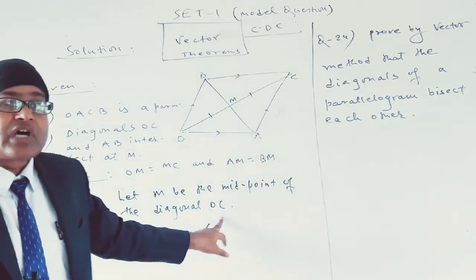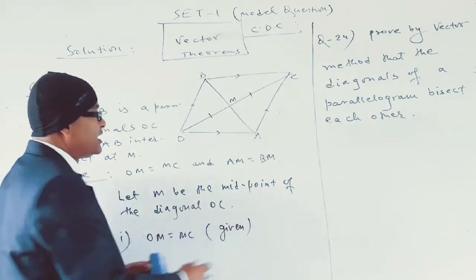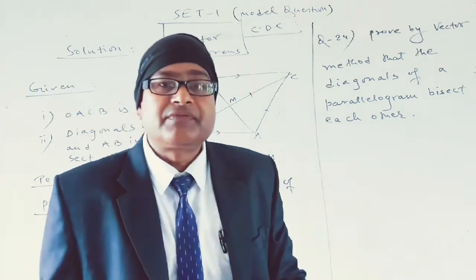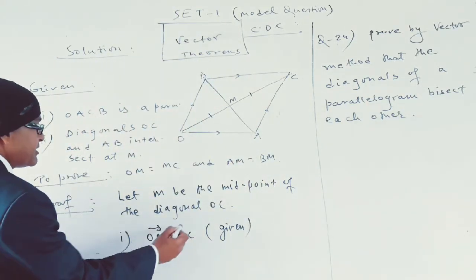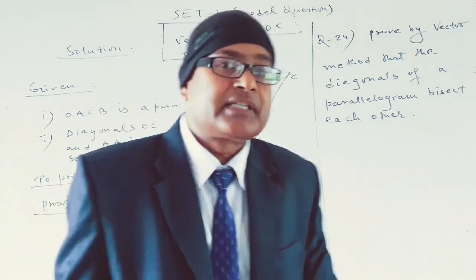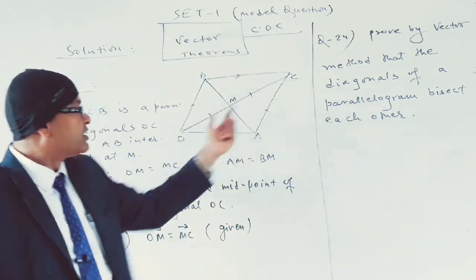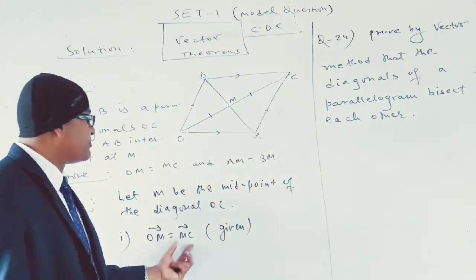This is according to our supposition, so we can say given. Already we have supposed M as the midpoint of the first line OC. So we can write vector OM is equal to vector MC, because OM and MC lie on the same diagonal, so the direction of OM and MC are the same.